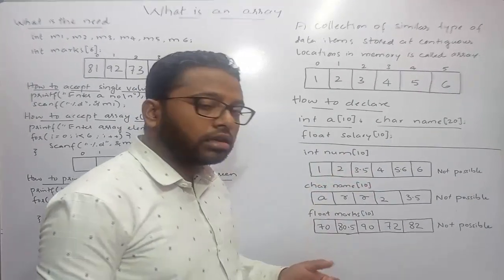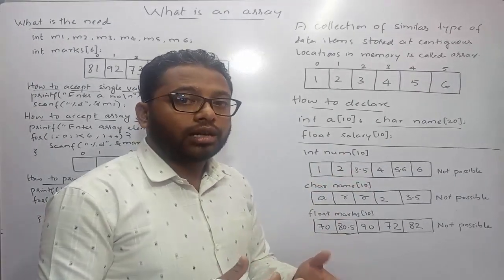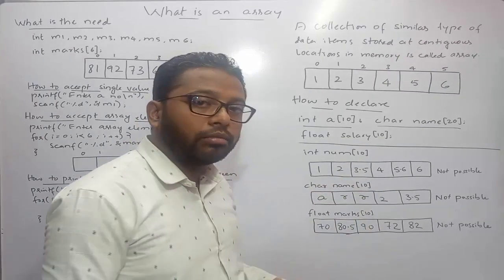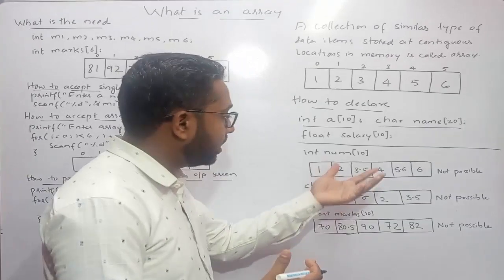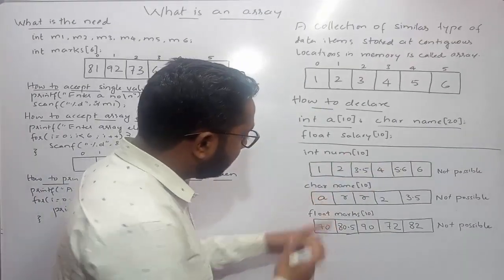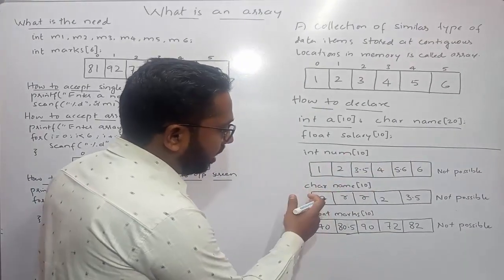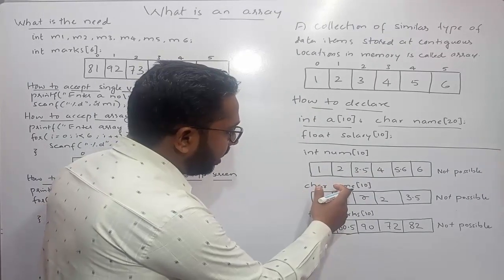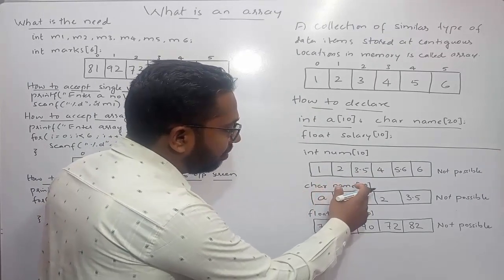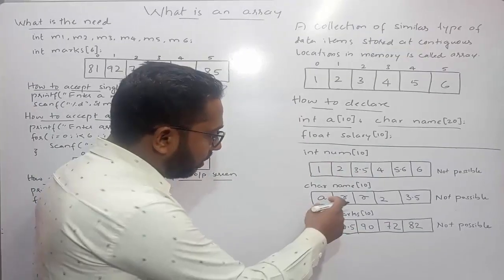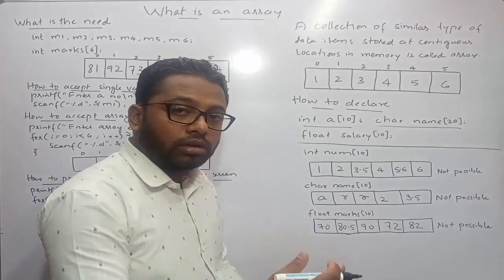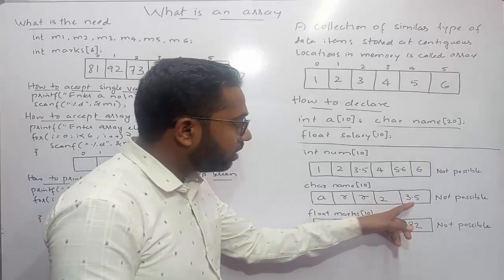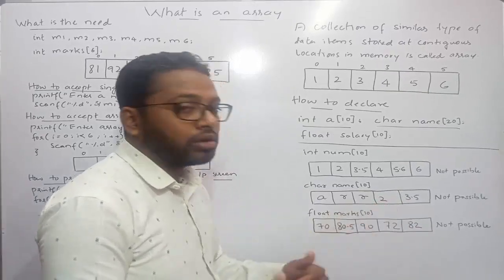If you try to insert a number other than an integer, like a decimal number, then it is not possible to store that value inside the integer array. Now you can see here I have created a character array, and the name of the character array is name, and this array can hold a maximum of 10 letters. In this character array I have stored an integer number and a decimal number, which is not possible.